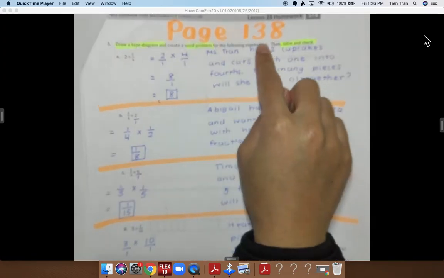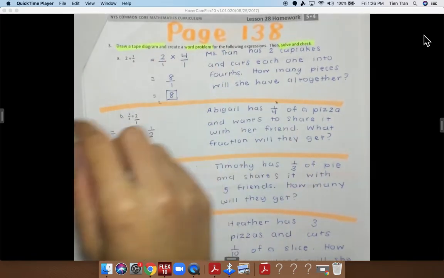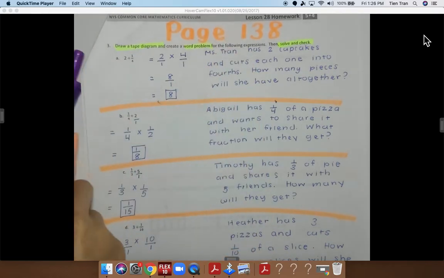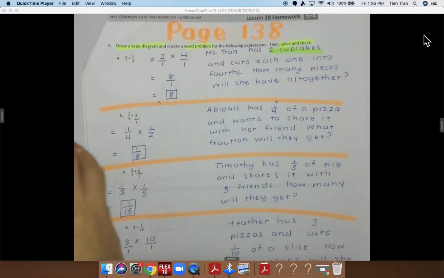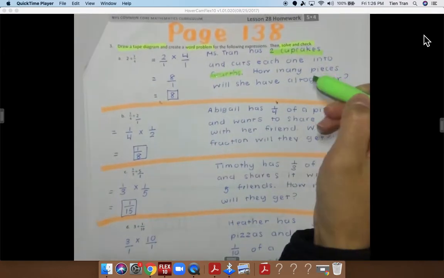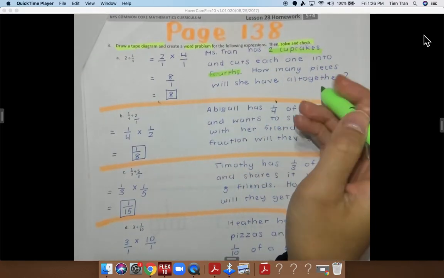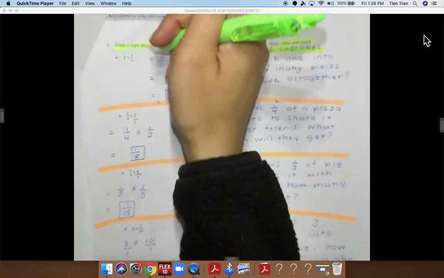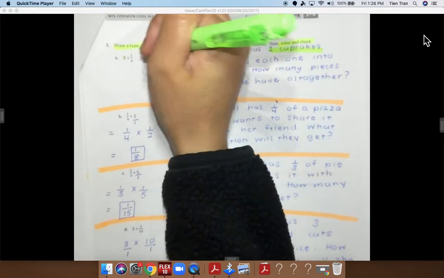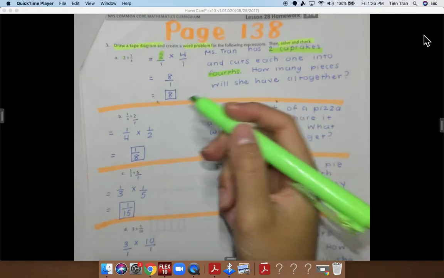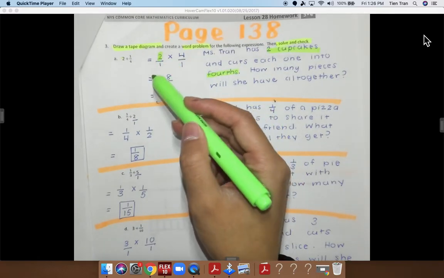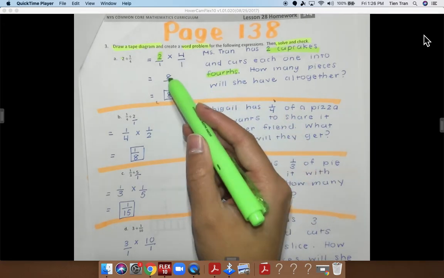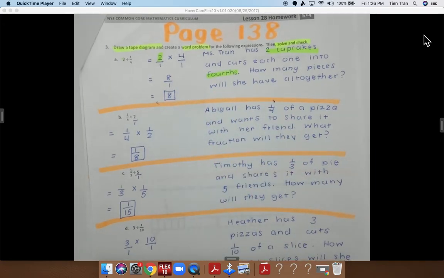We have page 138. So right here I wrote Miss Tran has 2 cupcakes and cuts each one into fourths. How many pieces will she have altogether? So I have 2 divided by 1/4. Here is my 2 and here is my 1/4, which I flipped to solve the problem. I have 2 times 4 is 8. 1 times 1 is 1. 8 divided by 1 is equal to 8.